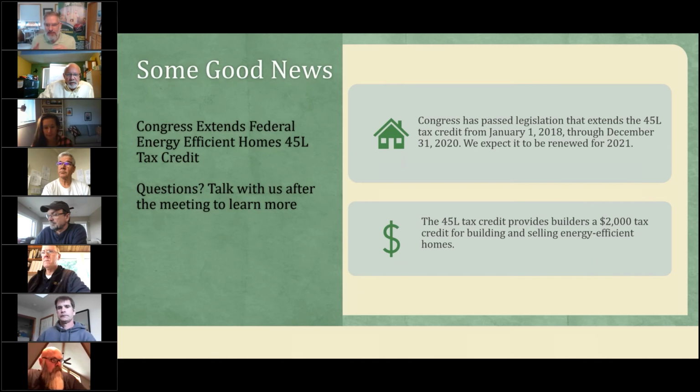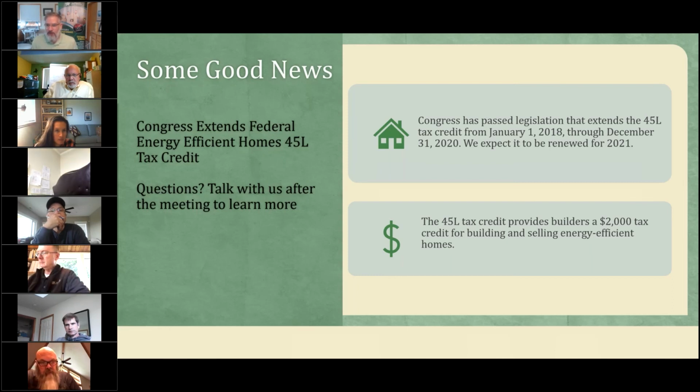This means that a lot of homes, if you study this and you get a 45L tax credit form done on your home, you can actually apply for and get a $2,000 tax credit. So this is not a deduction. This is a straight credit on your company taxes for building and selling energy efficient homes. It's not a one-time deal. If you build 100 homes, 100 times $2,000 each starts adding up very quickly.